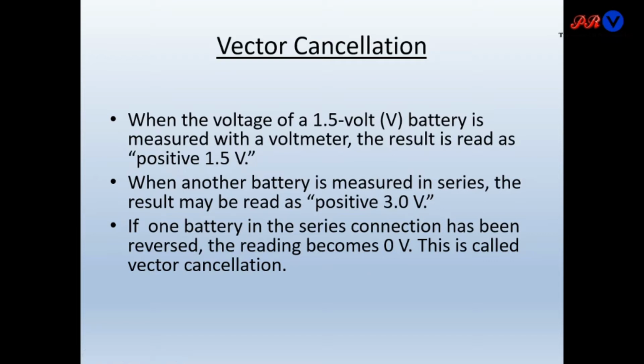Vector cancellation. What is the meaning of vector cancellation? So when the voltage of a 1.5 volt battery is measured with a voltmeter, the result is read as positive 1.5 volt. So suppose we connect these two battery sources in series, then the vector voltmeter will read it as positive 3 volt. We are connecting it in the same polarity, but if one battery in series connection has been reversed, the reading becomes 0 volt. This is known as vector cancellation.